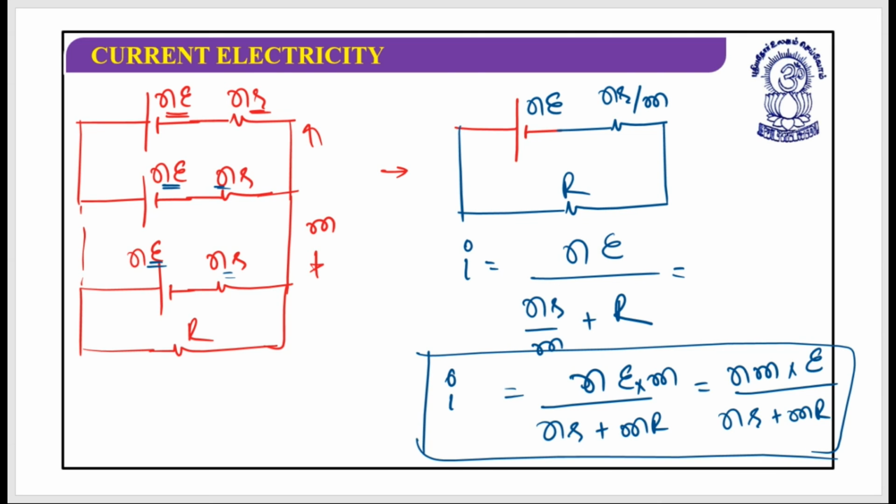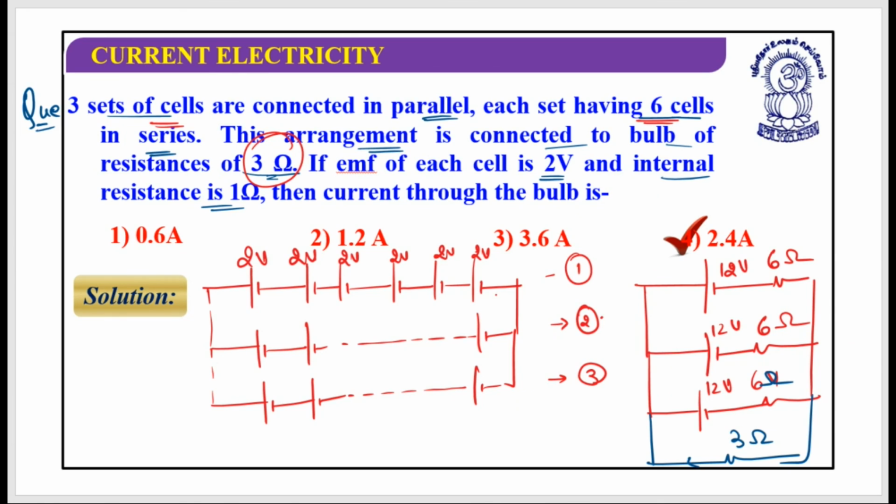Is it? So even if you just remember this formula, you can go with this: there are three sets of cells, that means M is 3, and each set has 6 cells, that means N is 6, and external R is 3. Then put in the values and get it done. Yes, so please remember this. Are you sure? Can it be done?